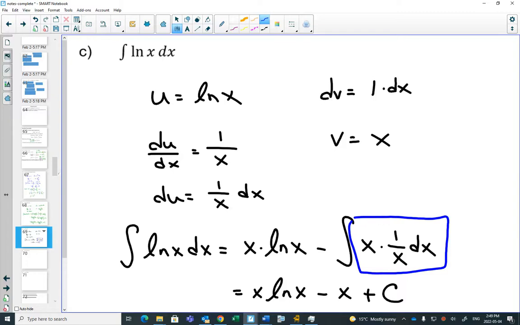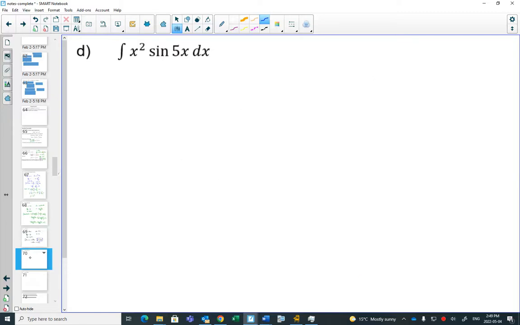Yes. The squared is momentarily going to cause problems. Or make it even more enjoyable when we see how to do it. Okay? So we have a product. We need to make something u and something dv.